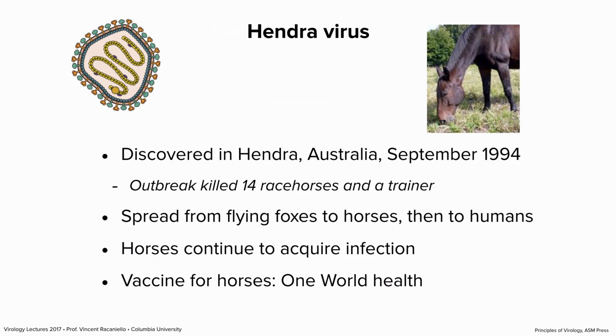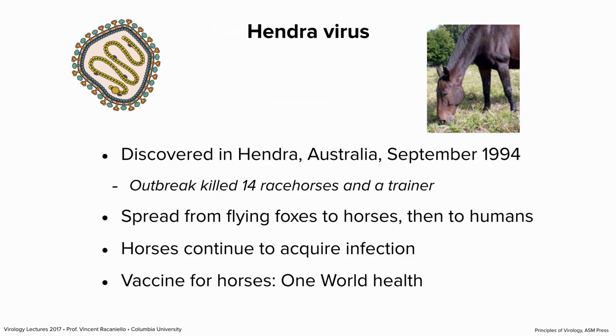Now, however, there's a vaccine which was made for horses. This is a very, very smart thing to do. You could never make a Hendra vaccine for people. There aren't enough cases globally. But racehorses are very costly animals, and you can easily convince the owners to vaccinate their horses, and that protects humans, right?